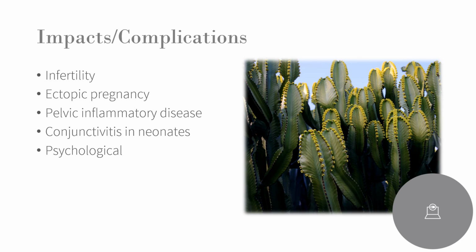Pelvic inflammatory disease is a complication of untreated chlamydia, and it's a disease that causes pain and inflammation to the pelvic region of the body, and it's not a good thing to have. Conjunctivitis in babies, which is an eye infection, can come from babies being exposed to mothers that have chlamydia.